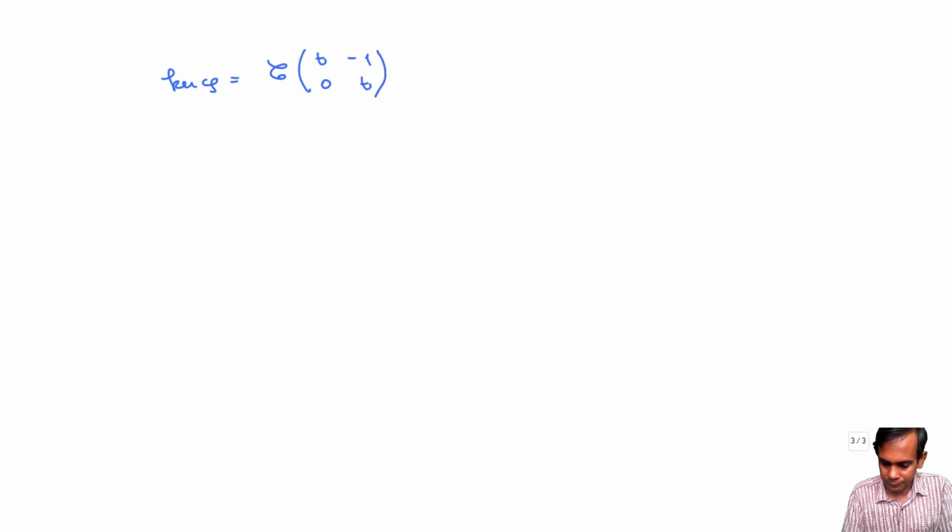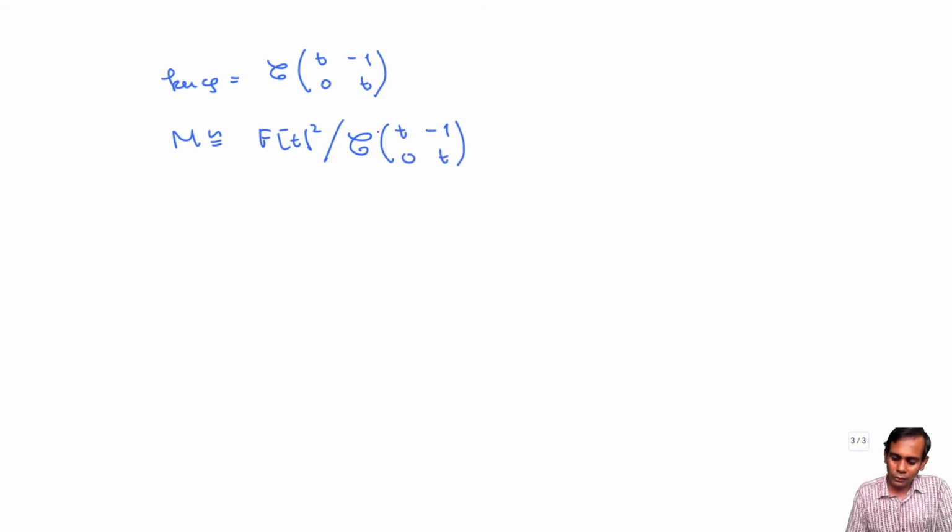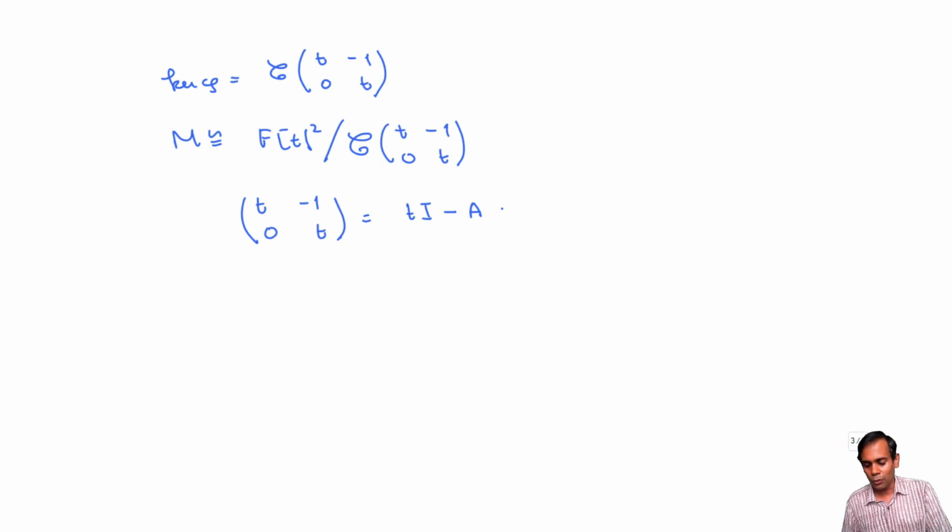And so what we have is that the kernel of phi is the column space of the matrix (t, -1; 0, t). And so M is isomorphic to F[t] squared modulo the column space of (t, -1; 0, t). Now one thing you notice is that this matrix can be written as t times the identity matrix minus the original matrix A, (0, 1; 0, 0). And this is going to be a phenomenon which will hold in general.